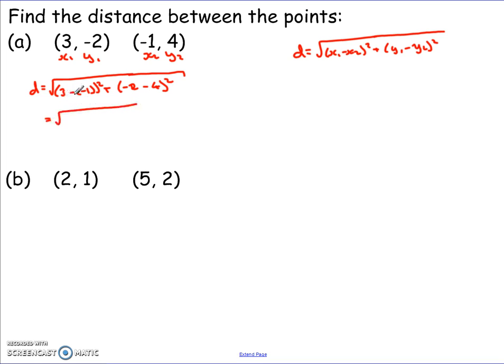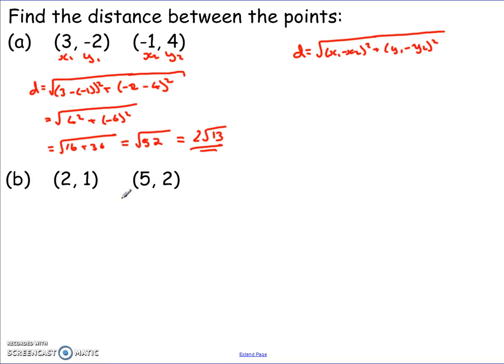So I get the square root, 3 minus minus 1 is 4, so it's 4 squared. Negative 2 minus 4 is negative 6 squared. So it's the square root of 16, 4 squared, plus 36, 6 squared. Remember, squaring a negative always gives you a positive, which then ends up giving me the square root of 52. Now, we could leave this as a surd. If we want to simplify it, that could be simplified down to 2 root 13. Questions like this, though, they'll want a surd answer.